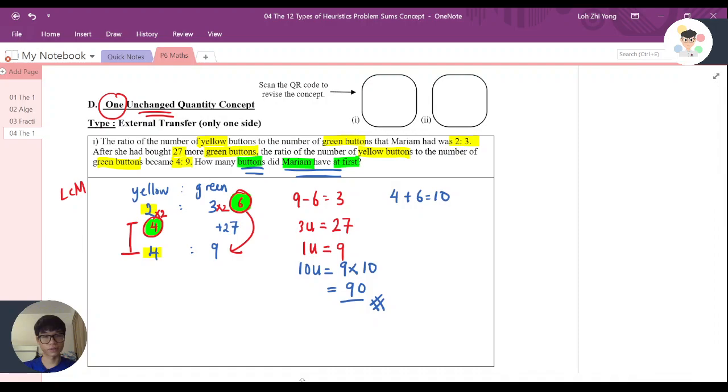That's all for this question. What we need to do is to make one side the same, then we can solve the rest. That's all for this one unchanged quantity concept. It's very simple, and I hope you learned something.